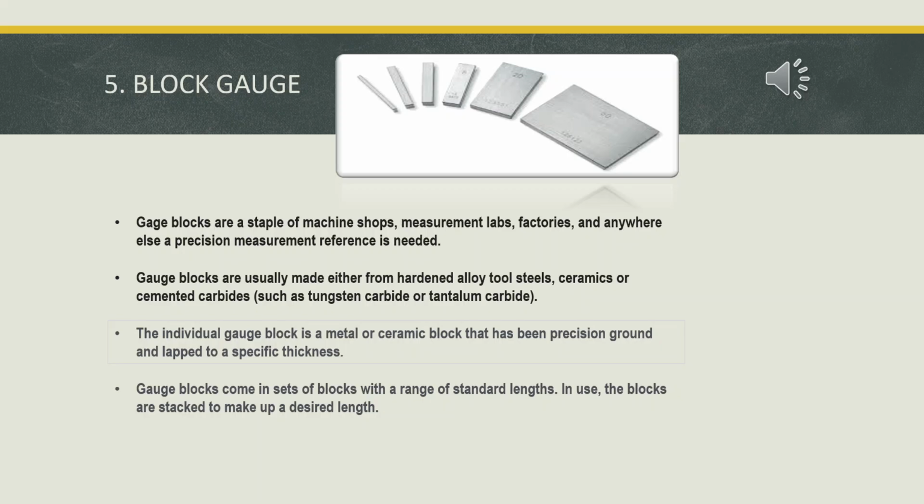Gauge blocks come in sets of blocks with a range of standard lengths. In use, the blocks are stacked to make up a desired length or height. As you can see in the picture, gauge blocks have different sizes and shapes. A gauge block set, also known as Jo blocks, was developed by the Swedish inventor Carl Edvard Johansson.